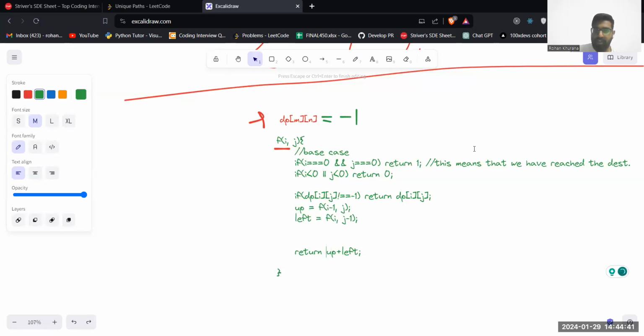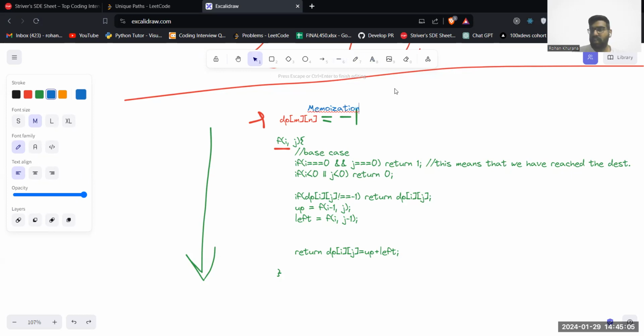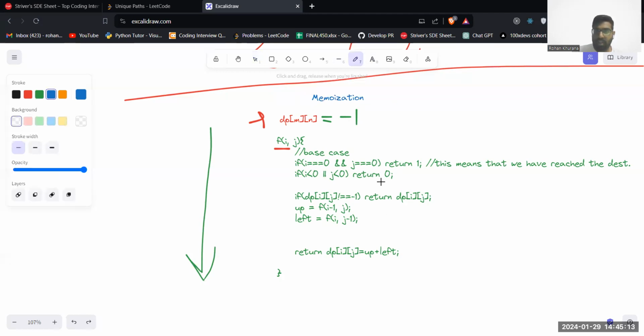Now, to save it, what will we do? We will say that hey, dp of i and j is equal to up and left. To save the answer, we will have to do something, and that is what we are saving here. This is our memoization code. This is nothing but memoization, right? We are memoizing things, aren't we? At this point we are taking care of the subproblem, right?